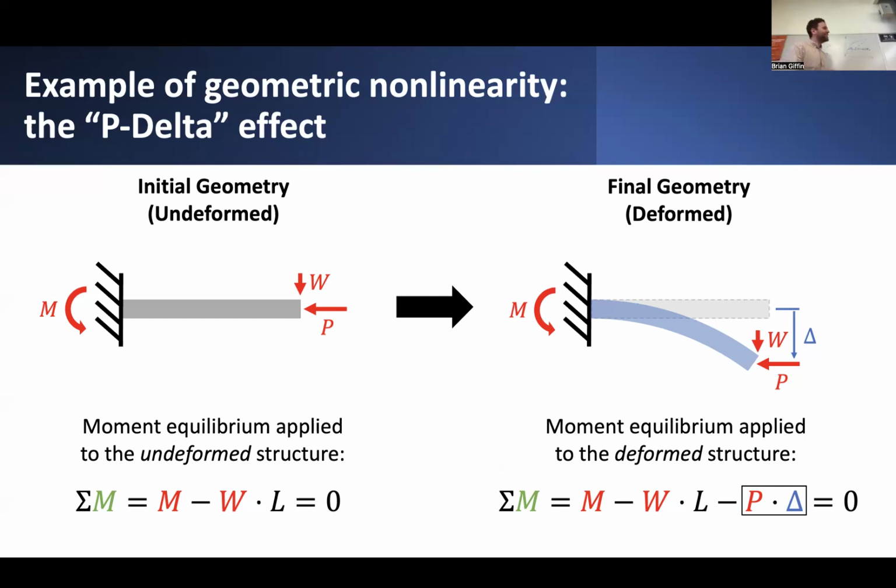But now, what if I said, well, maybe this beam was either really, really long, or maybe it was relatively flexible to the extent that when I put these loads on this beam, it happens to deflect quite a lot, a non-negligible amount, which I'll call capital delta.